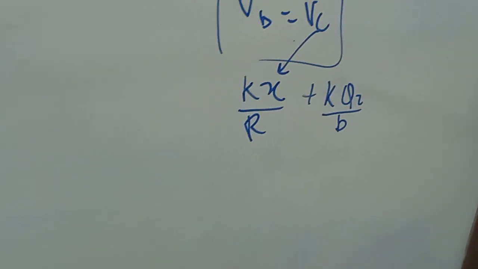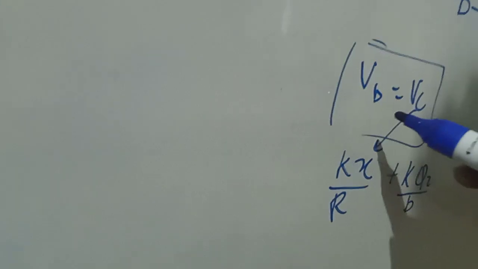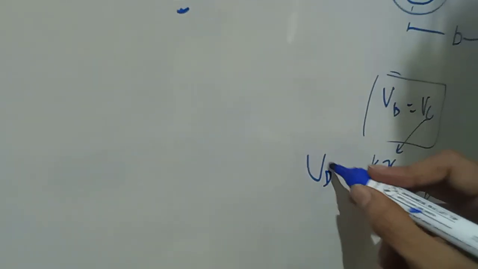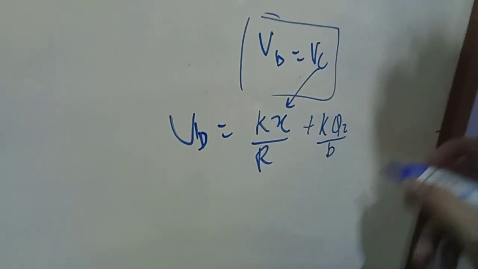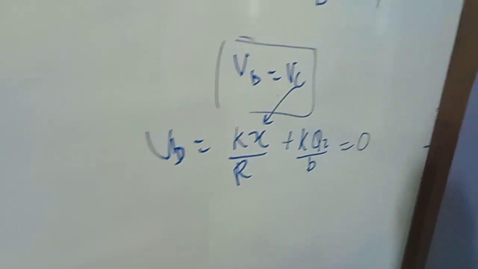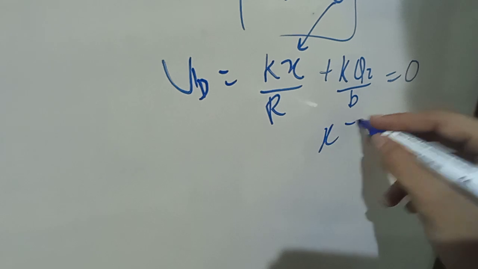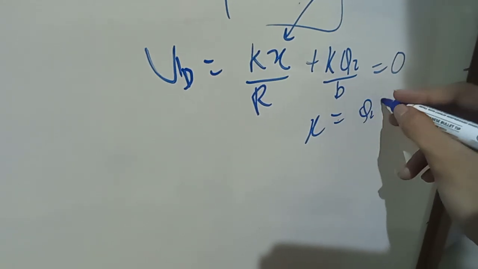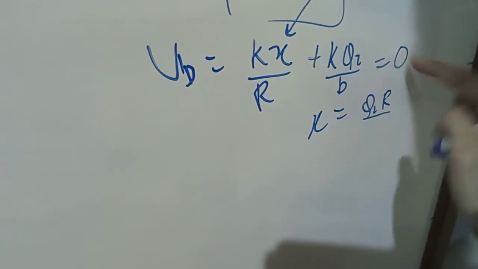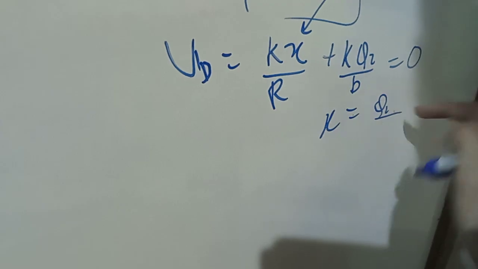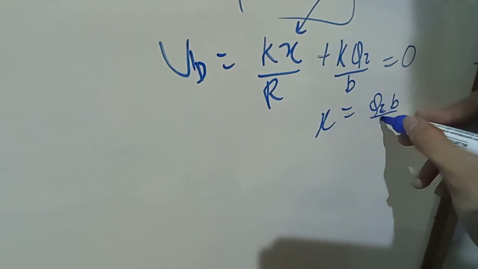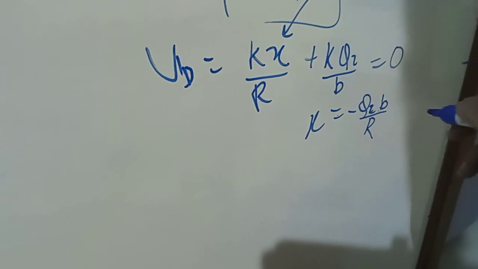Now V at C we found is this. That's equal to V at B. VB equals this. Now this should be 0 because obviously it's grounded. So thus we get x as minus q2 b by r. So this is our x. Yeah, that's it. We found out x.